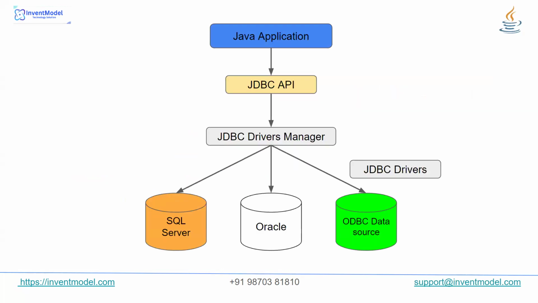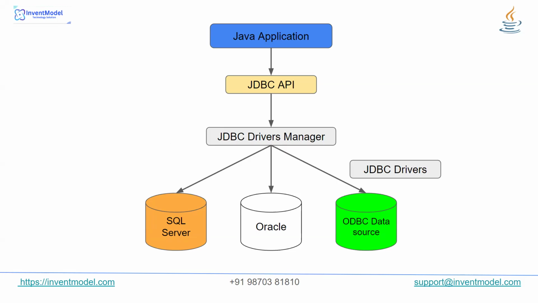Okay. So let's discuss the diagram of JDBC. Here you can see the Java application, and it is connected with the JDBC API. It means JDBC does not directly interact with the database; it interacts with drivers, and drivers interact with the database. JDBC interacts with the driver manager, and the driver manager can communicate with databases like SQL, Oracle, JDBC data sources, and different types of vendors present in the market.